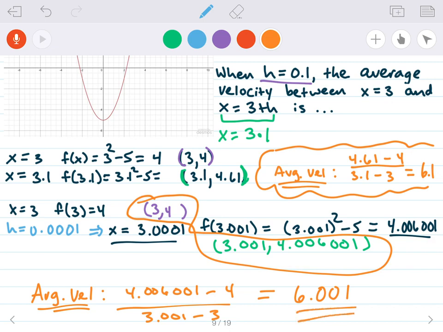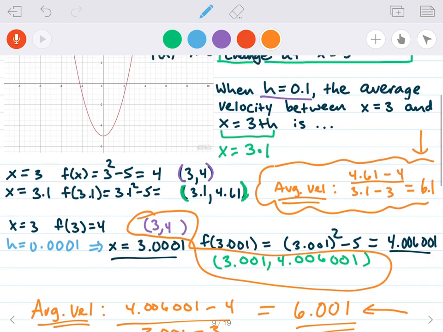Well, it looks like it's going to 6, right? Because this is an okay estimate. This is an even better estimate. And my hunch is that as h gets smaller and smaller, this thing is going to get closer and closer to 6. Okay, how do we verify this? So I'm going to clear this off.